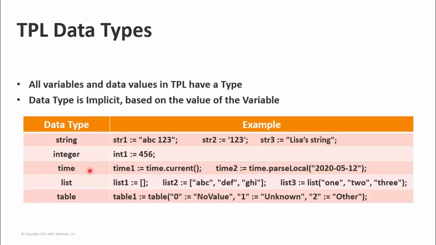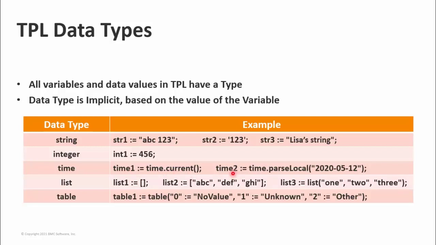The next data type is called time. Really, it's more like a date time because it has a date and a time component. Here's examples of setting the time. We have time1 :equal time.current. So that sets the variable called time1 to the current date and time.